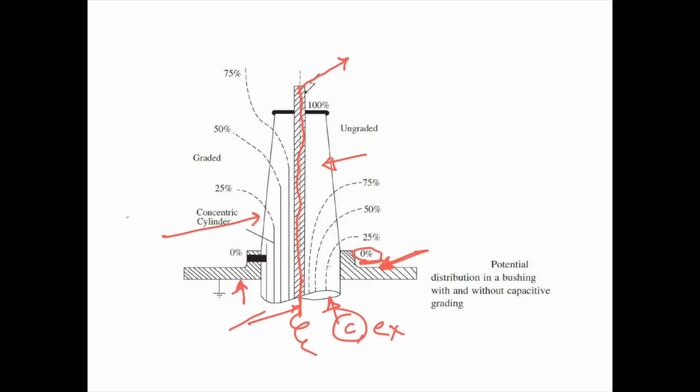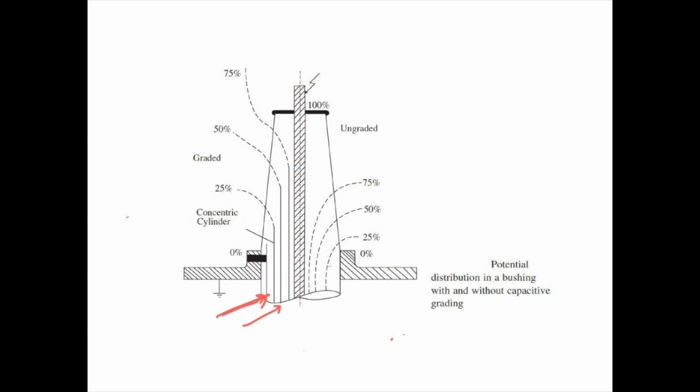This capacitive grading on the left hand side is in the form of concentric cylinders, and these concentric cylinders help distribute the potential uniformly along the length of the bushing. These concentric cylinders are basically floating screens, and they are positioned so that the electric potential is uniformly distributed throughout the length. So essentially capacitive grading is employed on the left hand side of this bushing.